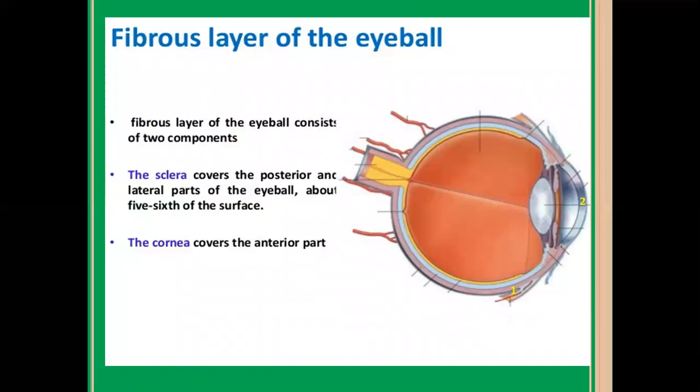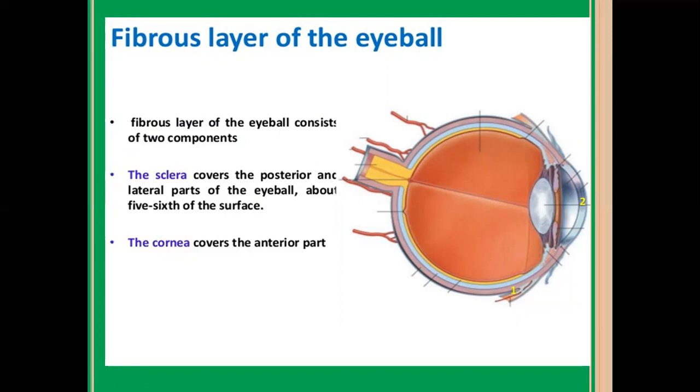Now, the first one is the outer layer of the eye. This outer layer, or fibrous layer, of the eyeball consists of 2 components. These components are the sclera and the cornea. Now, the sclera is the outermost layer of the eye. That's why it is called the outer layer.